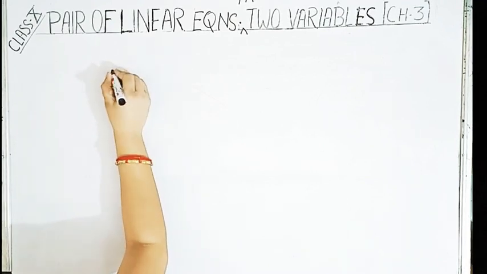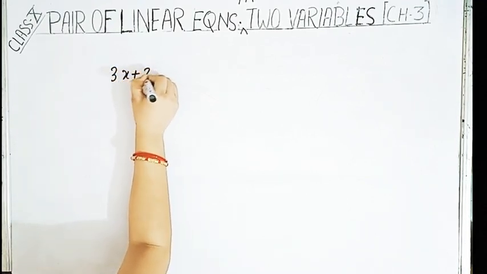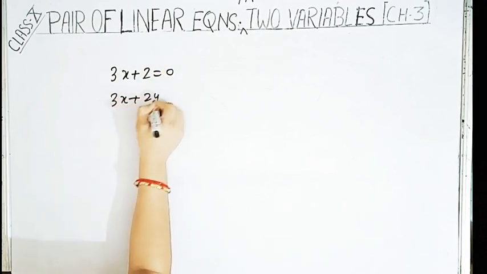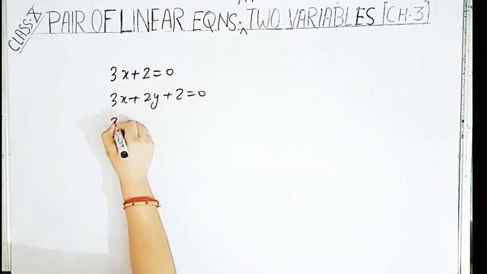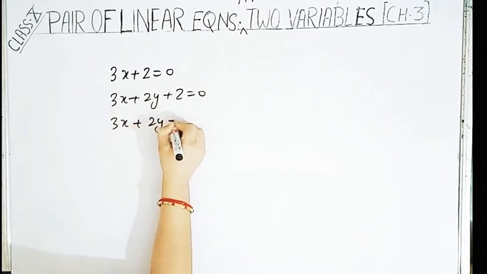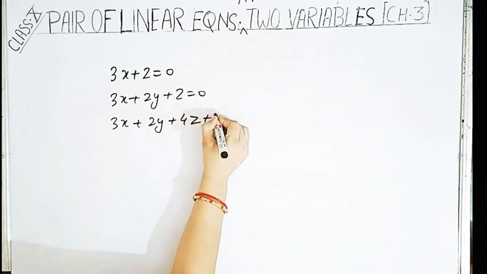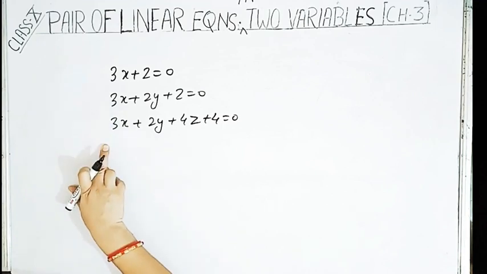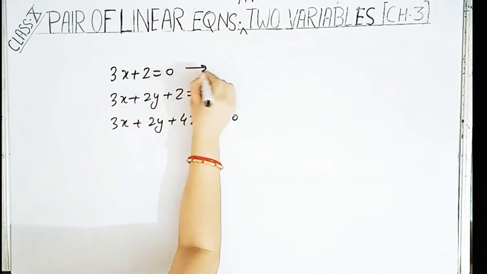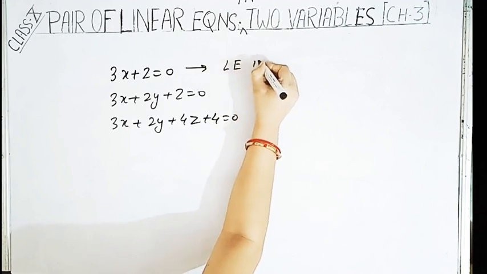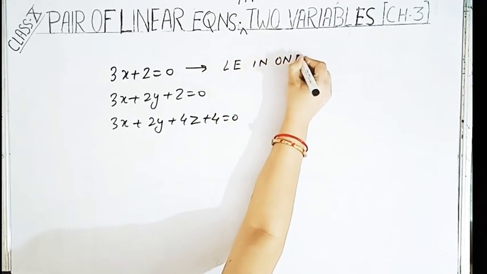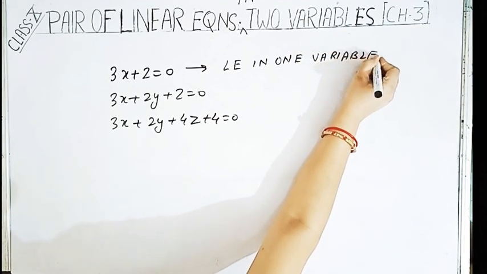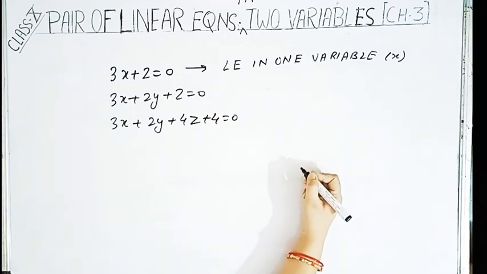So we can write the linear equation as 3x plus 2 equals to 0, or we can write as 3x plus 2y plus 2 equals to 0, or we can write 3x plus 2y plus 4z plus 4 equals to 0. Here we can see that all are linear equations, but in the first case it is a linear equation in one variable, because the variable over here is only x.